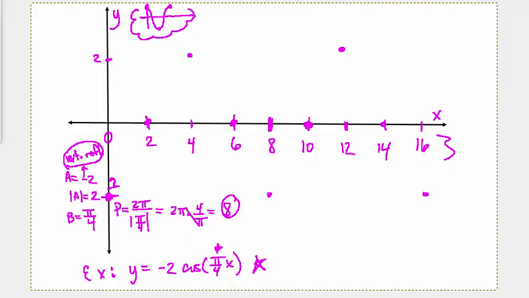And hopefully you're seeing all the patterns as you start just counting by things. All the x-intercepts occur at 2, 6, 10, 14. You're just adding 4 to each of those x values to get the intercepts.